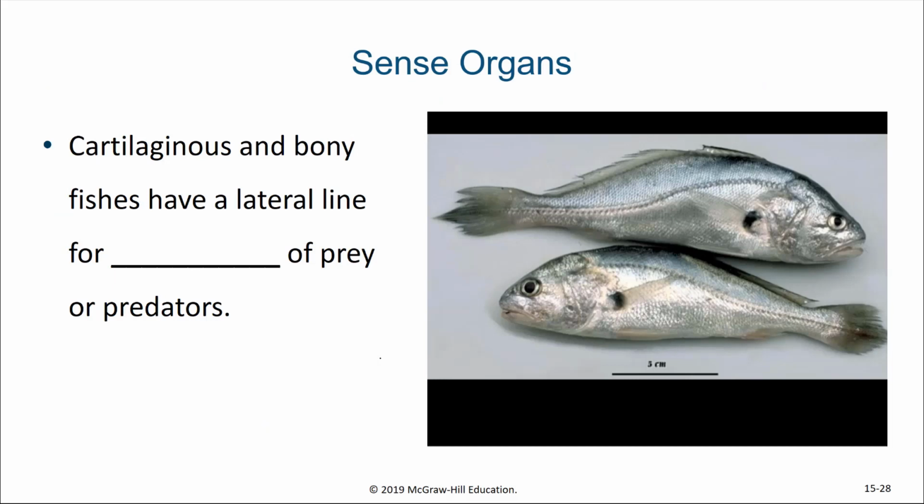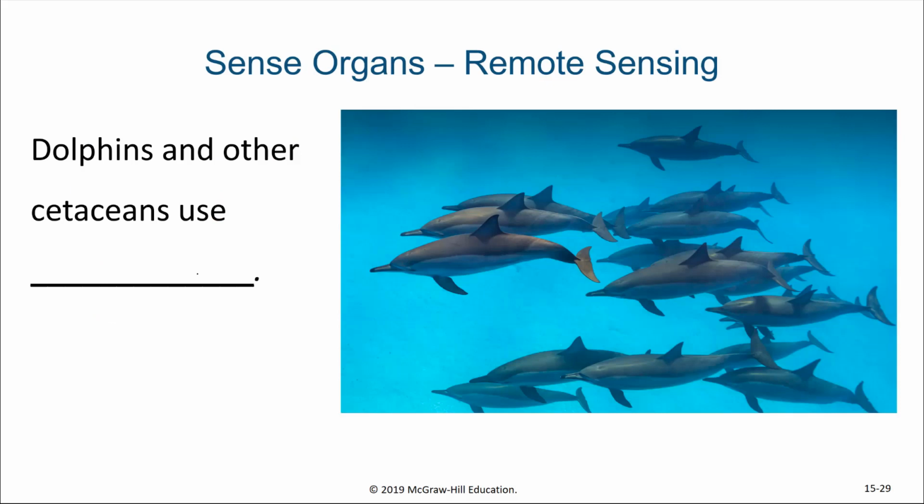Cartilaginous and bony fish also have a lateral line for sensing prey or predators. This lateral line can also be used in schooling fish to remain a part of their group. Dolphins and other cetaceans can use echolocation as a way of getting more information about their surroundings.